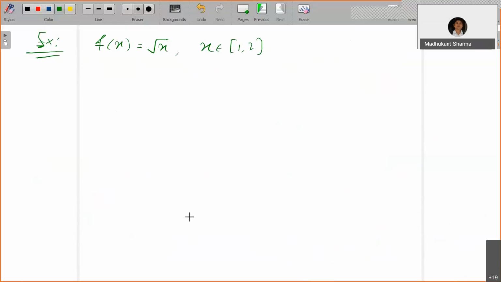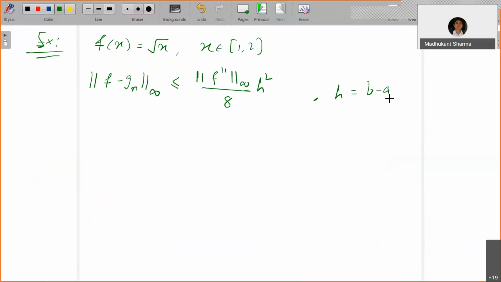If you recall the piecewise linear interpolation error, the norm of f minus Gn, infinity norm, is going to be less than or equal to the norm of the second derivative, infinity norm, by 8 times h squared. And h here is (b minus a) by n. So in this case, b minus a is 2 minus 1, so h equals 1 by n.